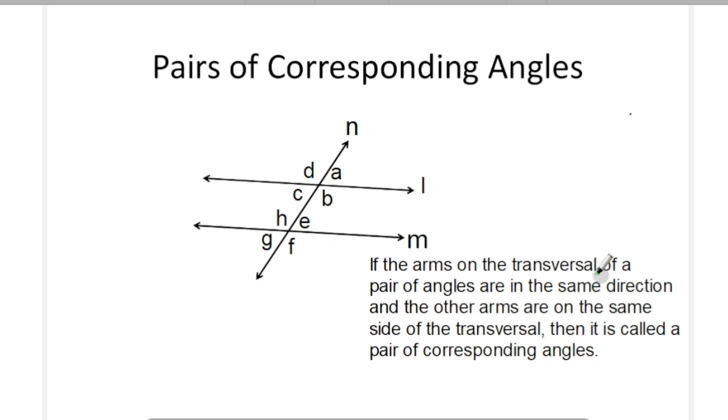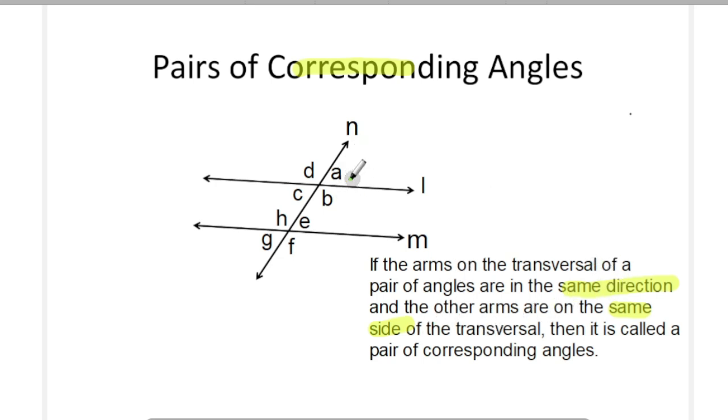Corresponding means one arm of both the angles should be on the same direction of the transversal. Same direction on the transversal. So one arm which is on the transversal should be in the same direction and the other arm is on the same side of the transversal. So same direction and same side. Whenever the word corresponding angles is there, you have to remember same direction and same side of the transversal.